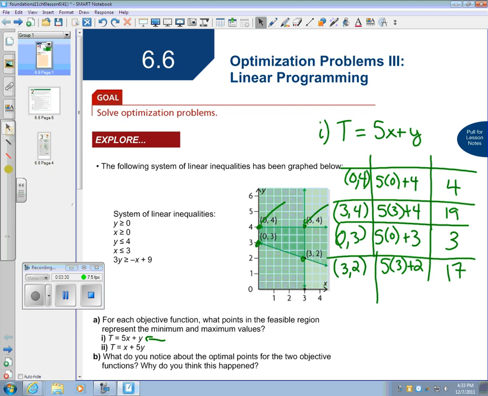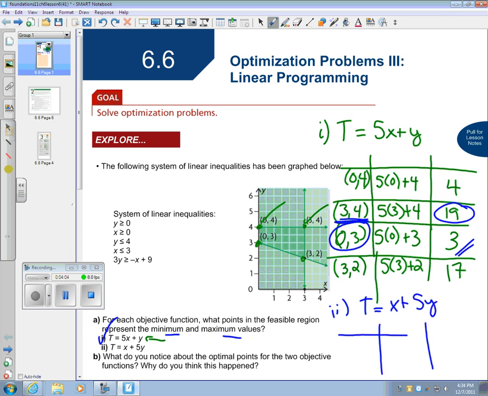So we're looking for our minimum and maximum value. We have a maximum at the point 3, 4, and we have a minimum at the point 0, 3. Okay, so we've done this one. Now it says, but what if it was x plus 5y? T equals x plus 5y. Let's set up another little table here.